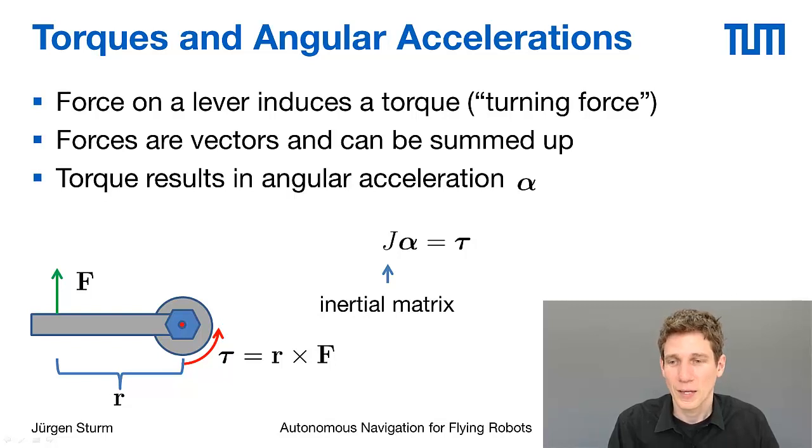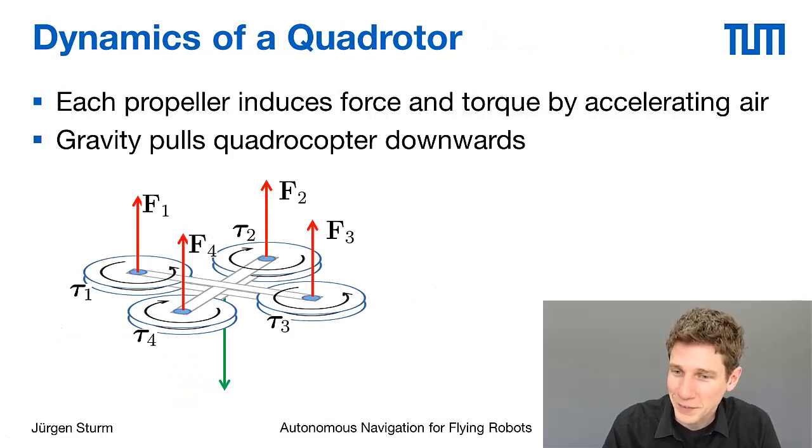And as before, it also depends on the mass or the mass distribution of the object, and that is typically captured by this inertial matrix J here, that then relates the torque to the angular acceleration, here denoted by bold alpha. Good, and now let's see how this translates to quadrotors.